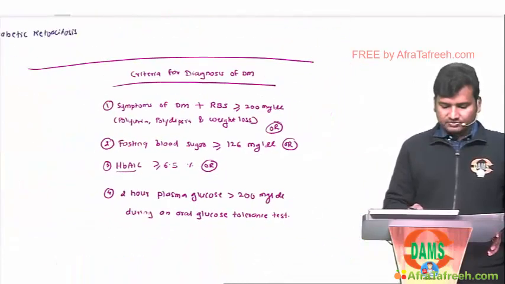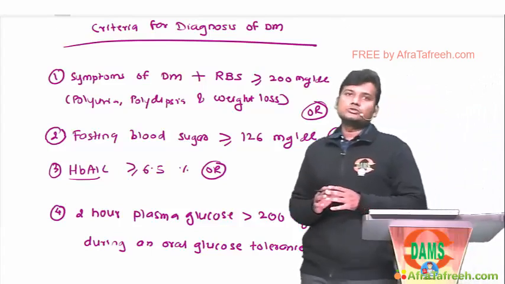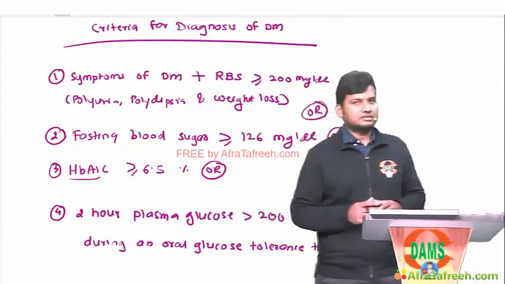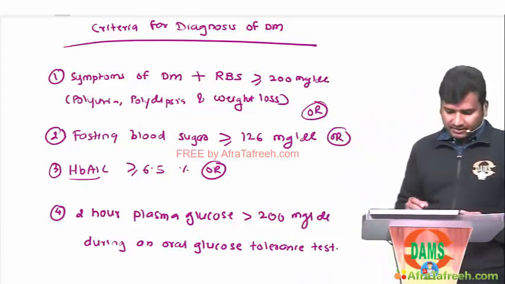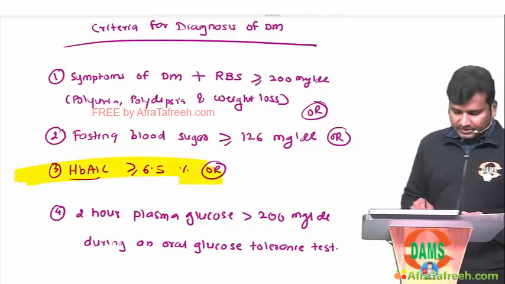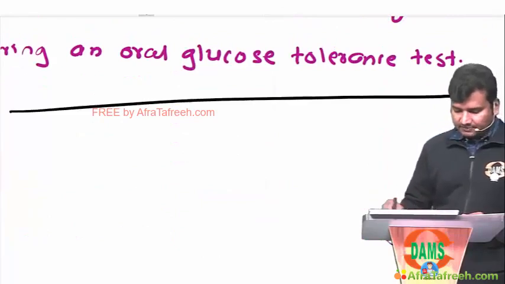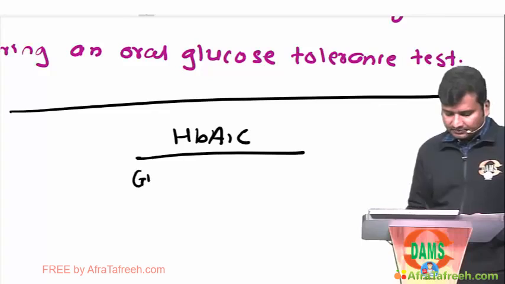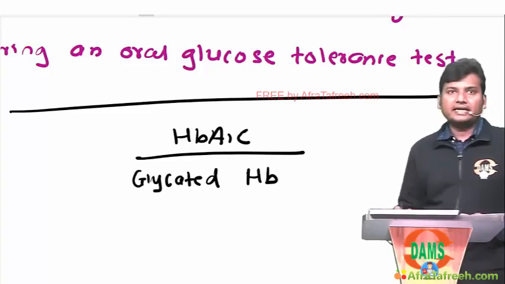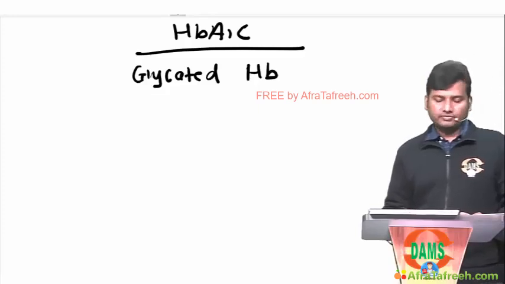If any one is present, it is a case of diabetes. So you can do any one test, all tests are good. Now, out of these 4 diagnostic criteria, HbA1c is very important. A few important points regarding HbA1c. HbA1c is glycated or glycosylated hemoglobin.